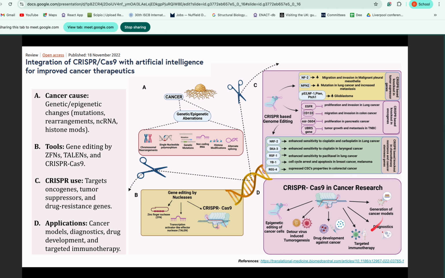Okay, now these are the applications which have been mentioned, showing how it has been involved in cancer research. It has brought about the epigenetic editing of cancer cells. It has led to detour of virus-induced tumorigenesis, then drug development against cancer, targeted immunotherapy, diagnostics, and generation of cancer models. So all these things are the applications of CRISPR-Cas9.